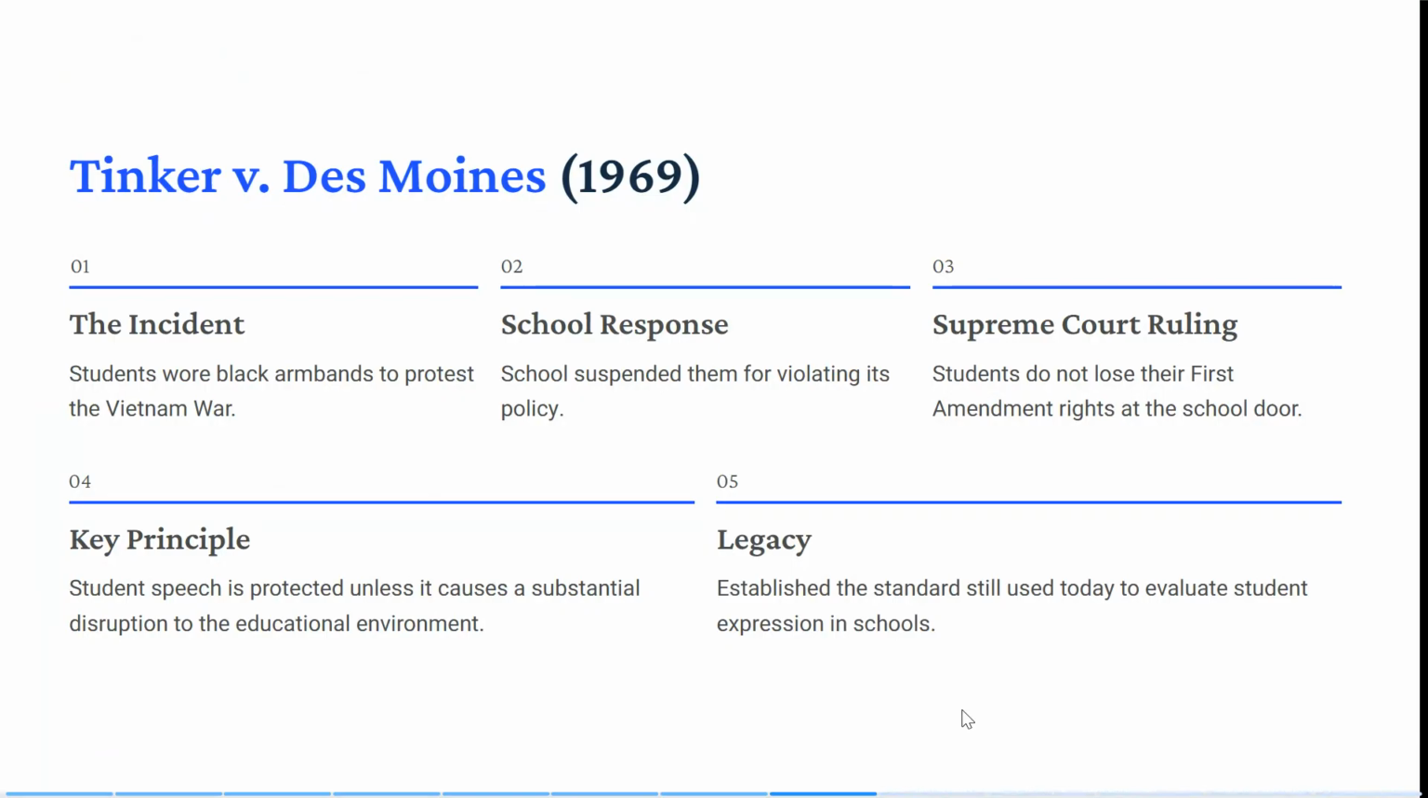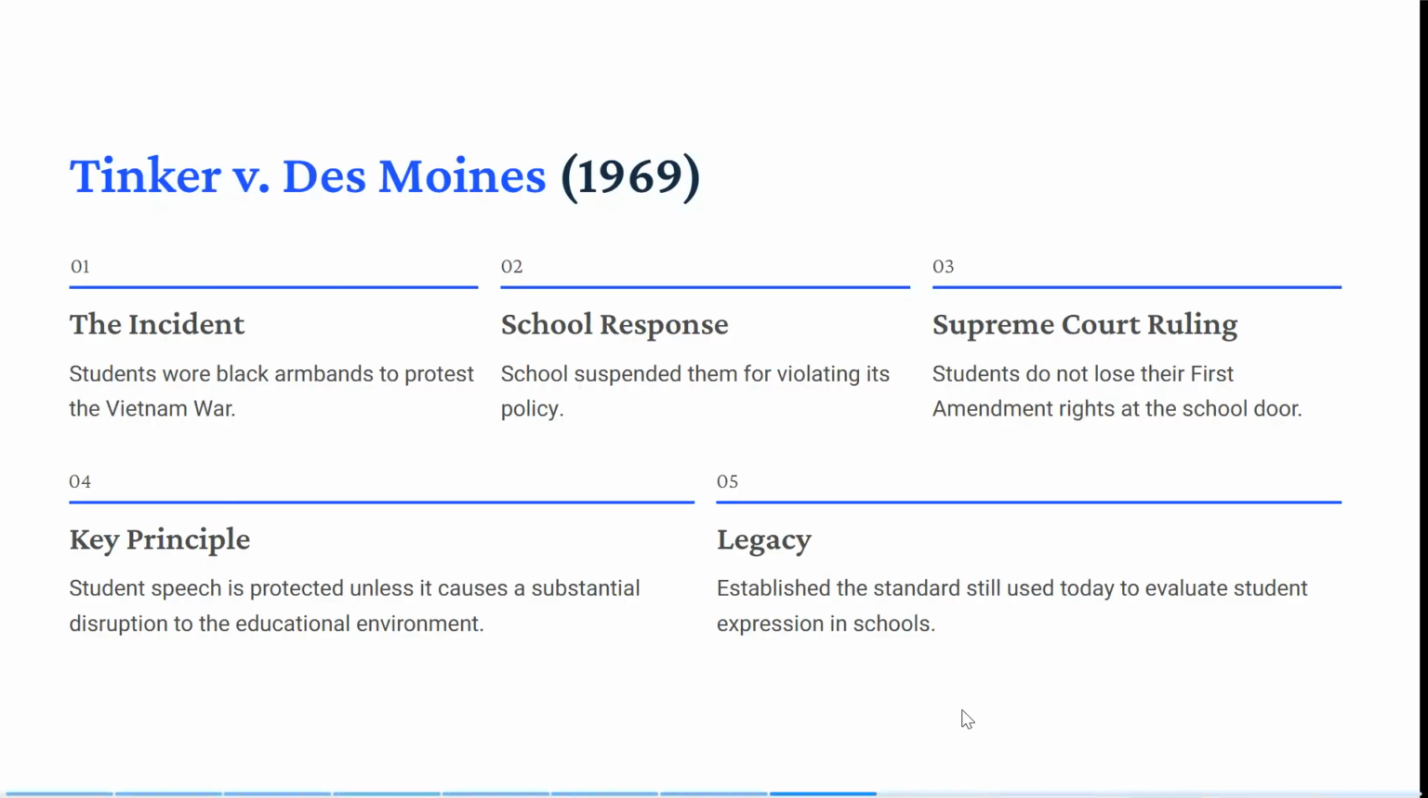First, Tinker versus Des Moines in 1969. The incident was that students wore black armbands to protest the Vietnam War. The school's response? They suspended the students for violating its policy. The Supreme Court ruled that students do not lose their First Amendment rights at the school door.